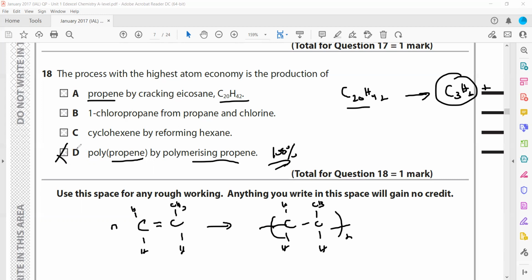Because if the mass of the desired product is the same as the total mass of the reactant, then we'll have 100% atom economy. In an addition reaction, the total mass of the reactant will always be equal to the total mass of the product. So addition reactions always have 100% atom economy because there is only one product and that product is the desirable product.